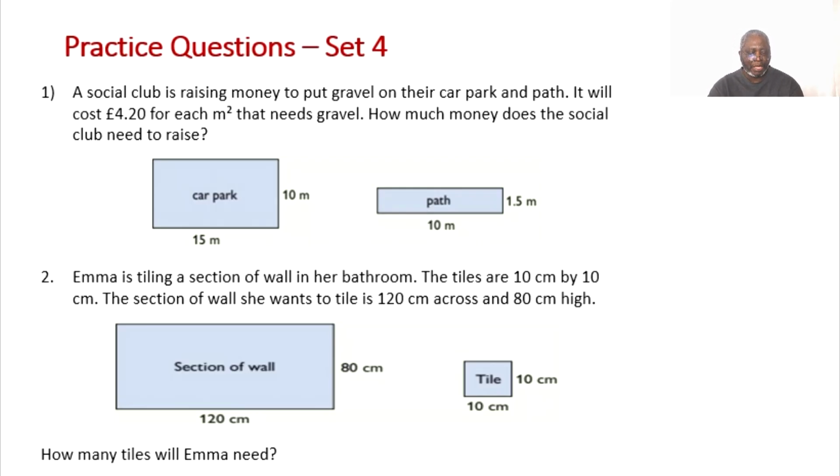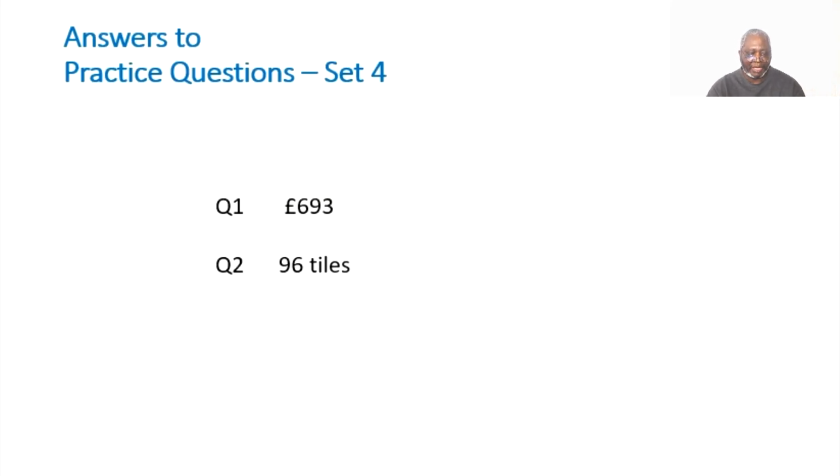And question 2. Emma is tiling a section of wall in her bathroom. The tiles are 10 centimeters by 10 centimeters. The section of wall she wants to tile is 120 centimeters across and 80 centimeters high. How many tiles will Emma need? And that is your answer. Question 1, the answer is in money, £693. And question 2, the answer is in tiles, 96 tiles.